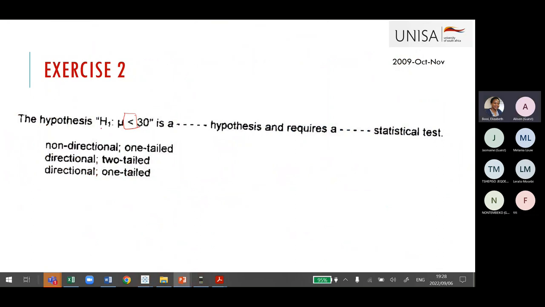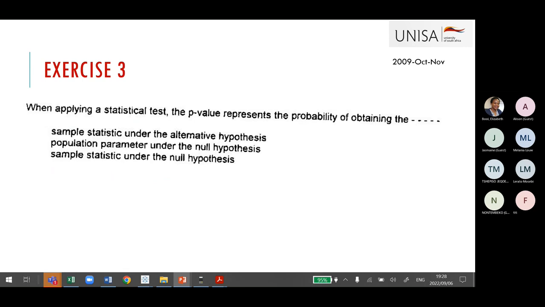So the hypothesis of B is directional and one tailed. It will be a directional one tail statistical test. So that's some of the questions that you will be answering. Not everything is about calculations.